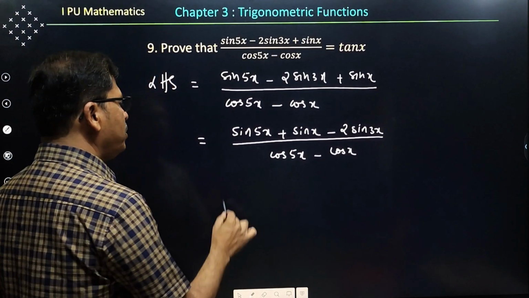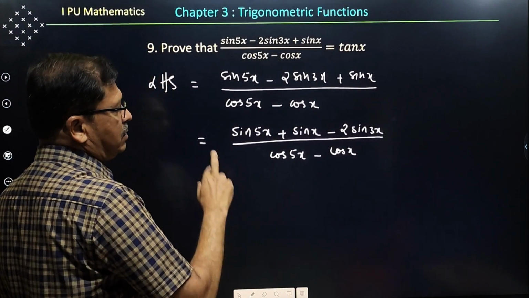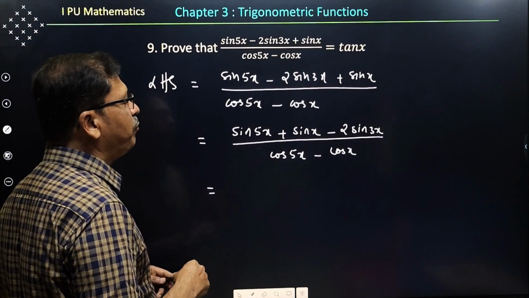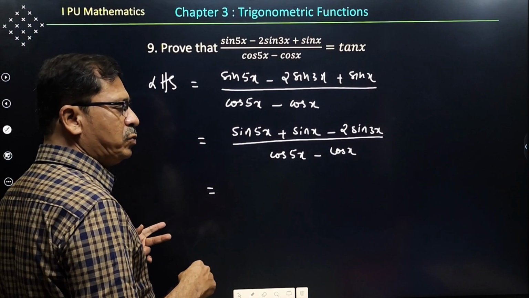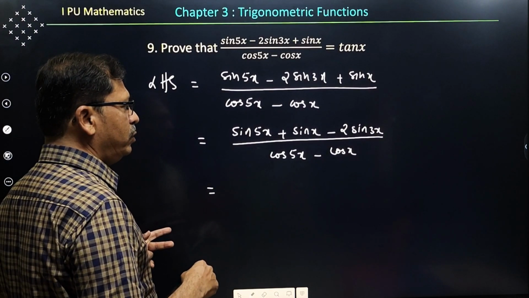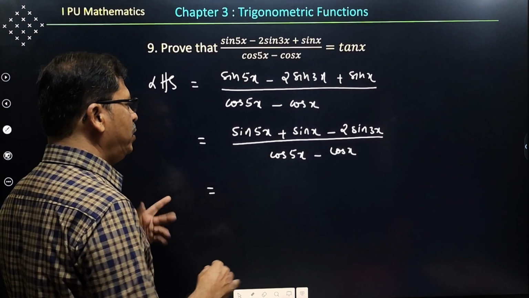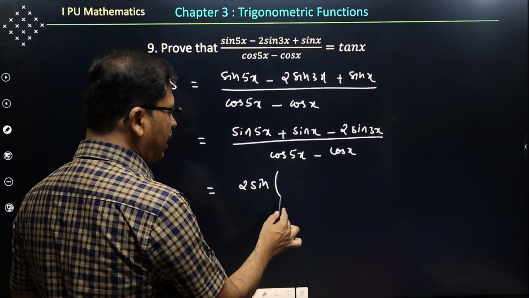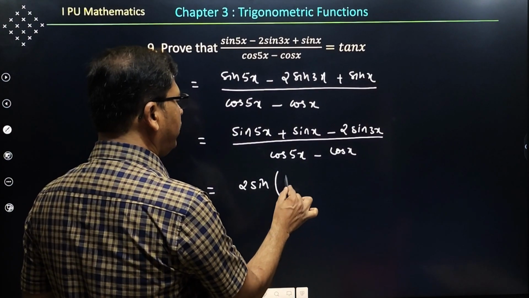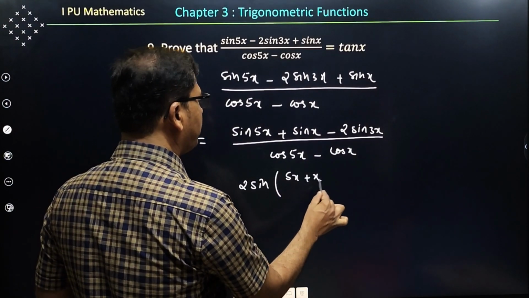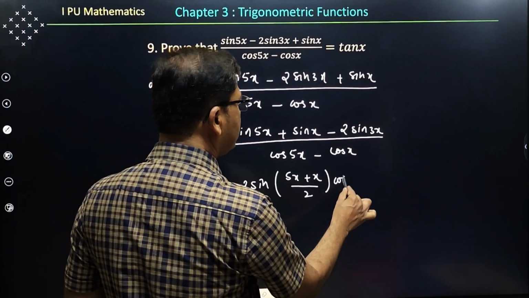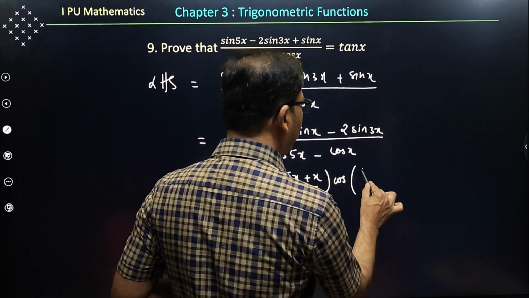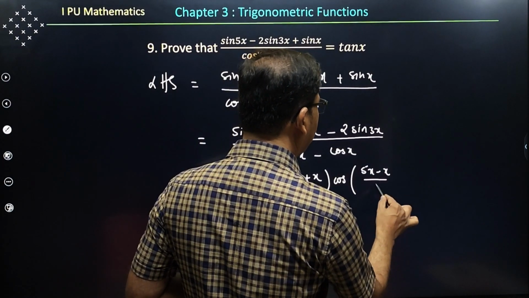Now this is equal to sin c plus sin d. That leads to what here? Sin c plus sin d is 2 sin into cos: 2 into sin of c plus d divided by 2. Let it be 5x plus x divided by 2, into cos of c minus d divided by 2, that is 5x minus x divided by 2.